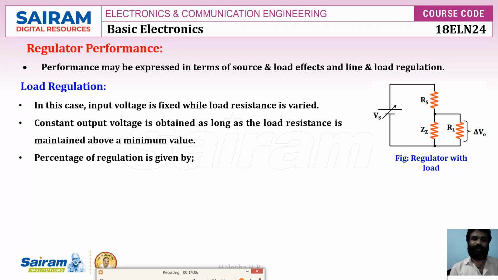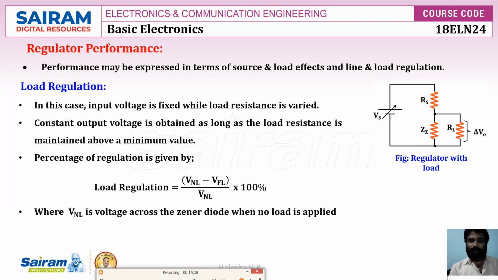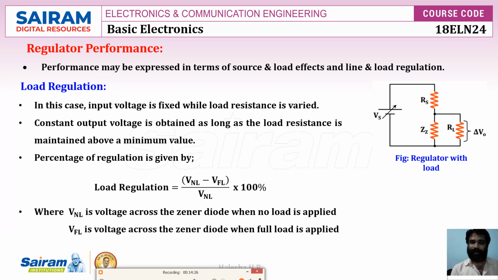So the percentage of regulation is given by VNL minus VFL divided by VNL into 100%. Here VNL means the voltage across the Zener diode when no load is applied, and VFL means the voltage across the Zener diode when full load is applied. So this is about the performance of the regulator.